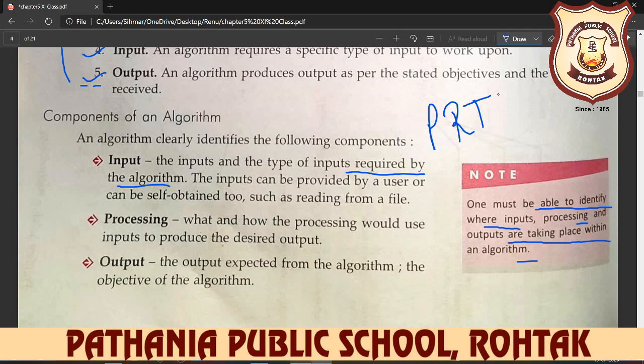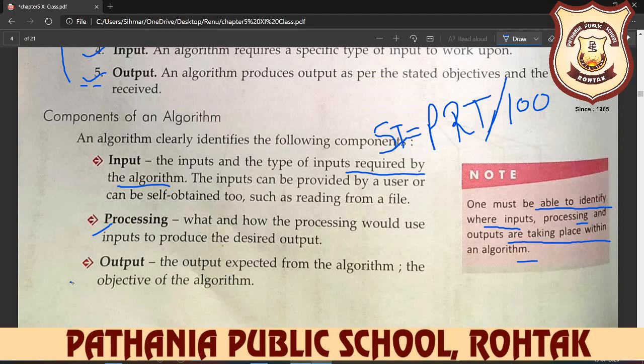The input can be provided by a user or can be self-obtained, such as by reading from a file. After that, processing takes place: what and how the processing should use input to produce the desired output. So here we want to find out the simple interest. SI is equal to P times R times T divided by 100. This is the processing of your algorithm or your program.